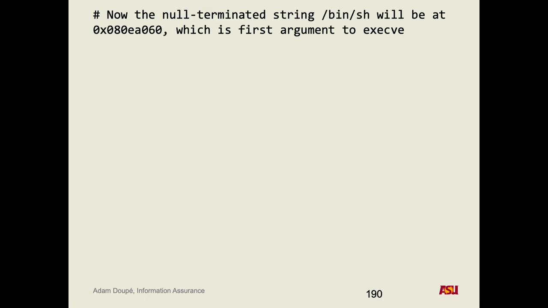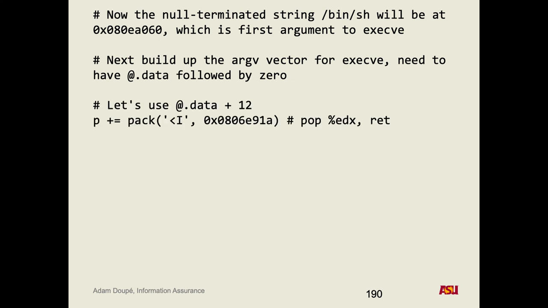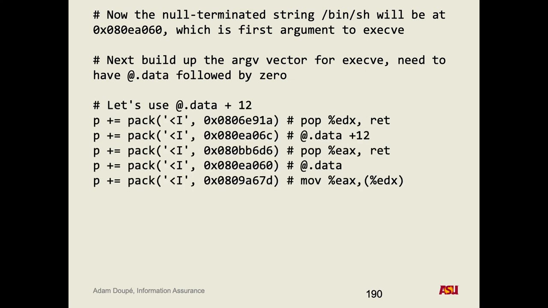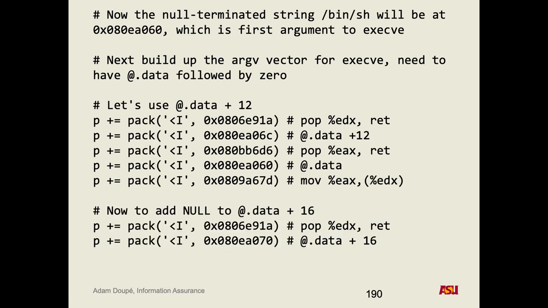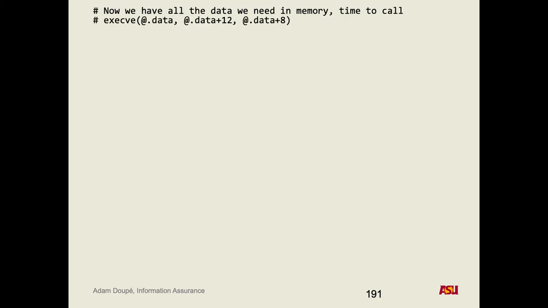So now we have that, which is the first argument to the execve system call. We now need to build up this argv vector. I think this is getting a little bit redundant. We essentially use our gadgets to set up the rest of these vectors. We add a null there as well, and now we call execve with the address of .data, the address of data plus 12, the address of data plus 8.